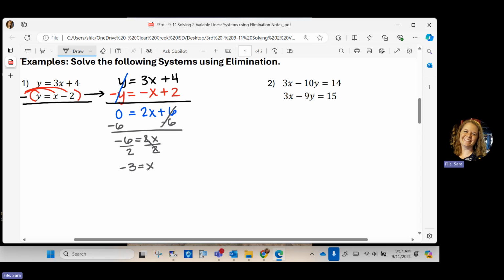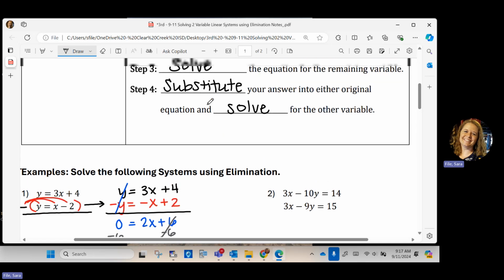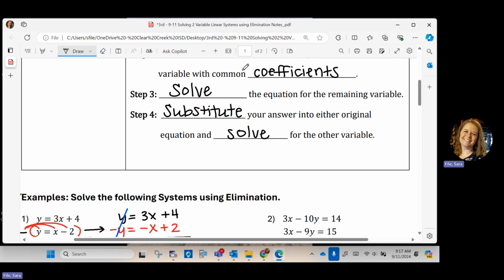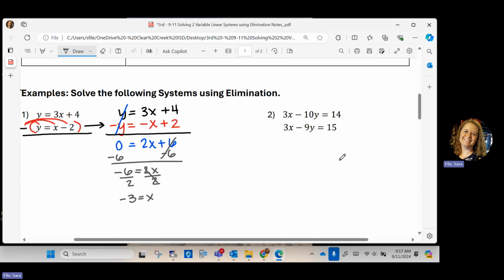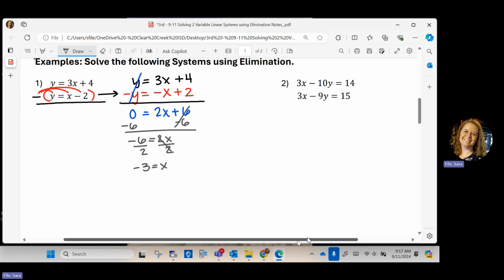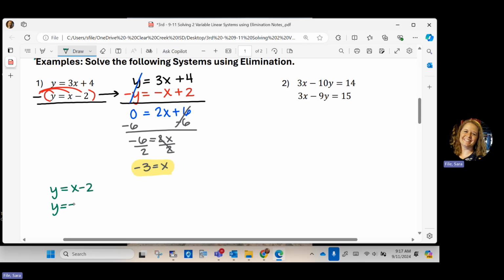Okay, so now step 3, I'm finished with step 2. I eliminated the one with the common coefficients and I solved. So now I need to go back and substitute that in and solve for the other variable. I can take that -3 and substitute it back in for x in either of these original equations. Now you get to pick. I think the second one is the simpler equation because there's no coefficient in front of the x either. So I am going to use the second equation, y equals x minus 2, and make the substitution there.